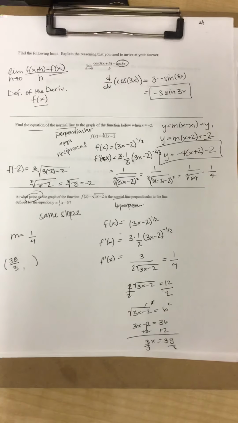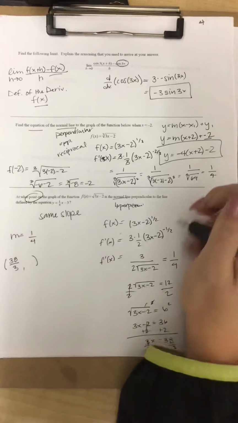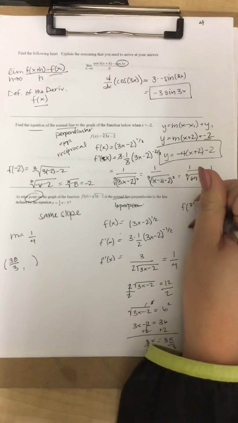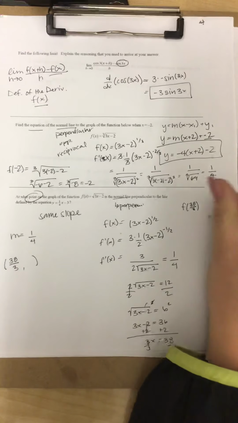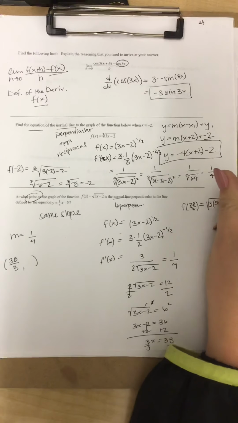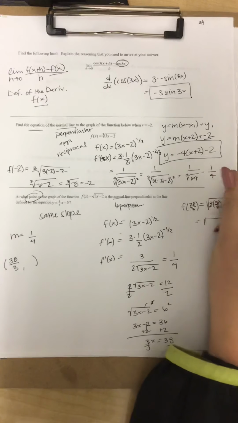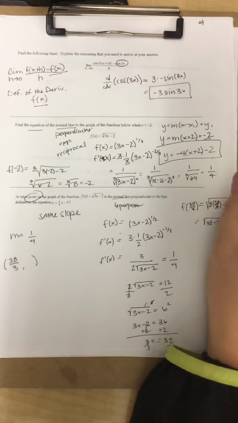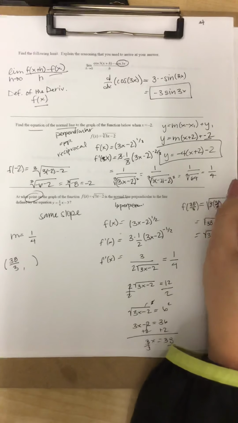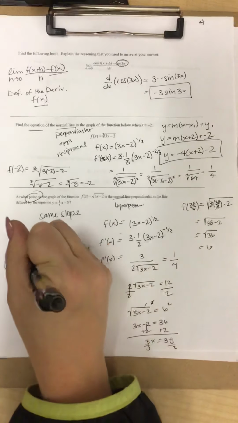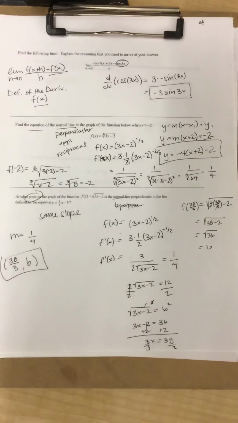Not just the x value, the whole point. So I need to go in and get the y value. Luckily for us, we can just plug into the original function. So f of 38/3, and I plug in here. So 3 times 38/3 minus 2 equals root, these 3's cancel, so I get 38 minus 2. Square root of 36 is 6. So that's the point we're looking for.